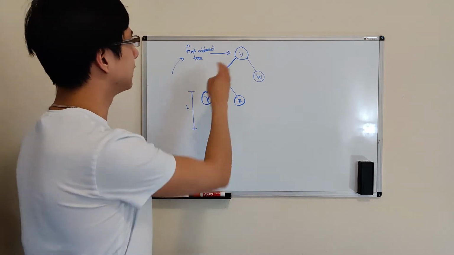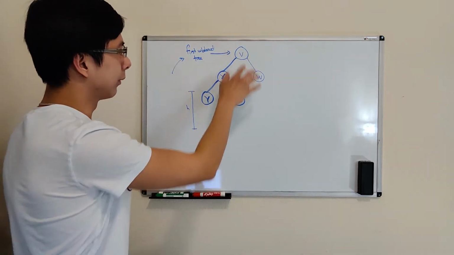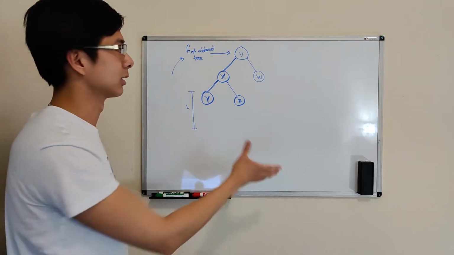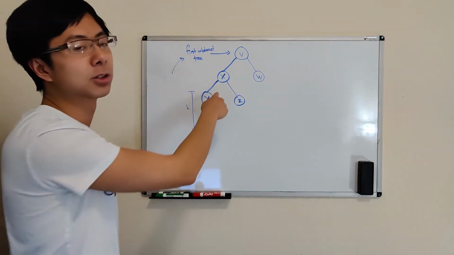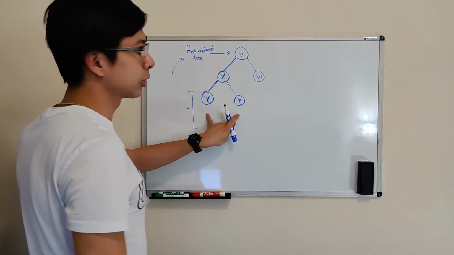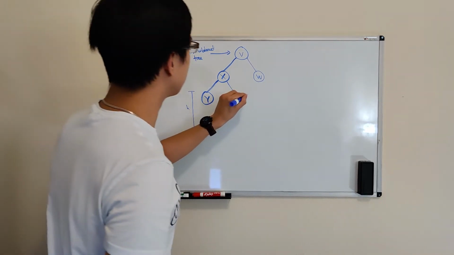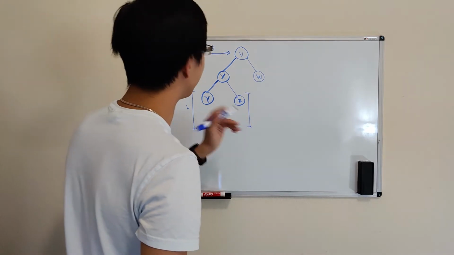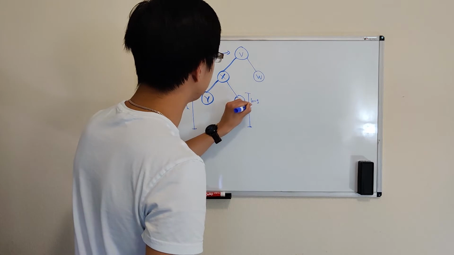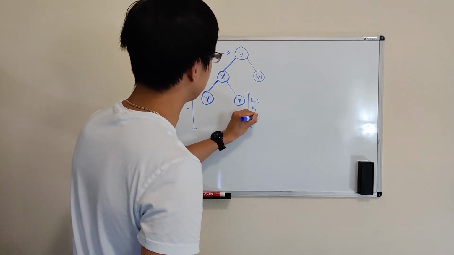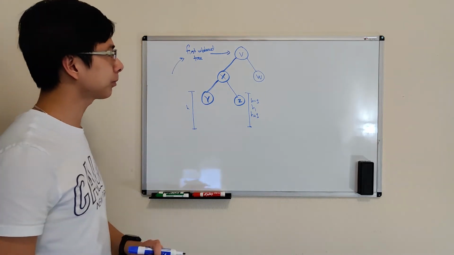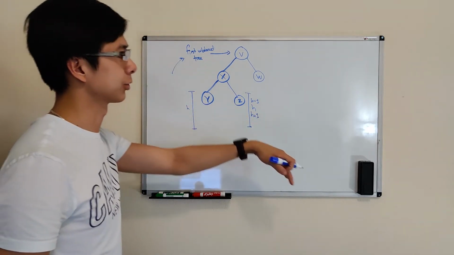Since we said that V is the first unbalanced tree, and we move from the bottom up, that must mean that X and Y and Z must be balanced, because if they weren't, then they would be the first unbalanced tree. If X is balanced, then the difference in height between its two children cannot exceed 1. So therefore, if Y's height is H, then Z's height must be either H minus 1, H, or H plus 1. Because it can only be within 1 of H. So now let's do a right rotation.